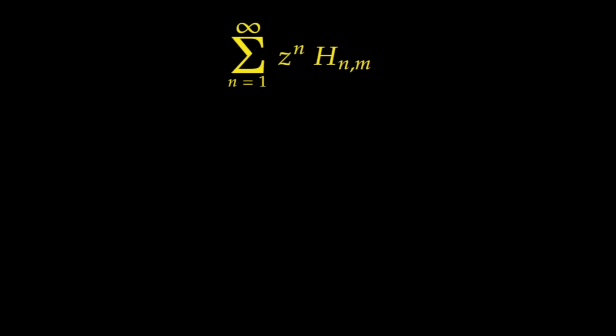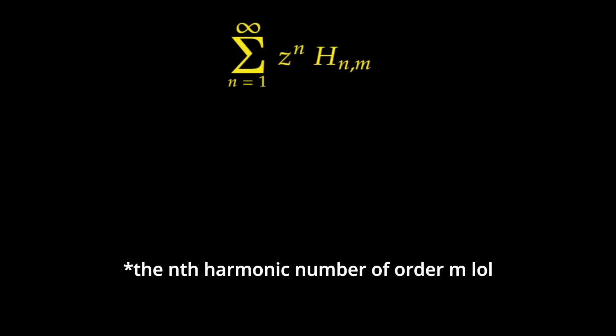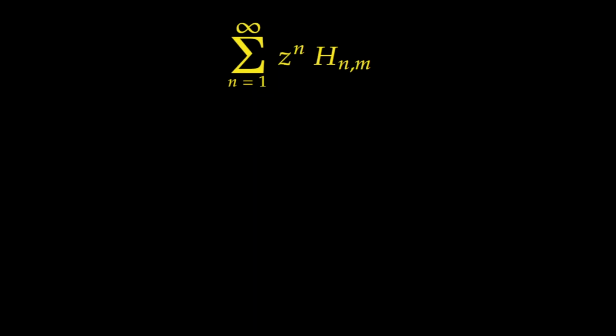But anyways, I was scrolling through the Stack Exchange the other day, and I came across a fun little problem that led me into the depths of a Wikipedia article, where I found this right here, and I thought it'd be fun to evaluate. So here we are. We have the sum from n equals 1 to infinity of z to the n times the nth harmonic number of order m. So let's get evaluating, shall we?